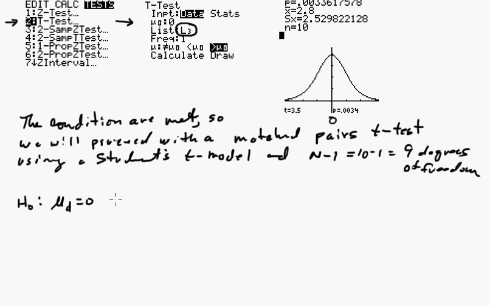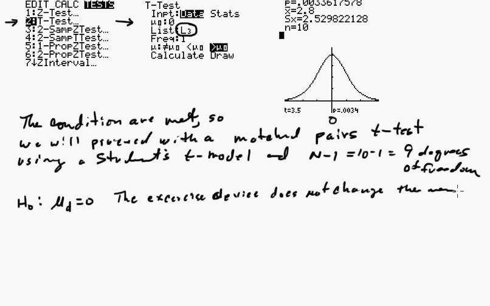Okay, and so we would say that the exercise machine or device does not change the mean pulse rate of men, I guess, if they use it for 6 weeks.